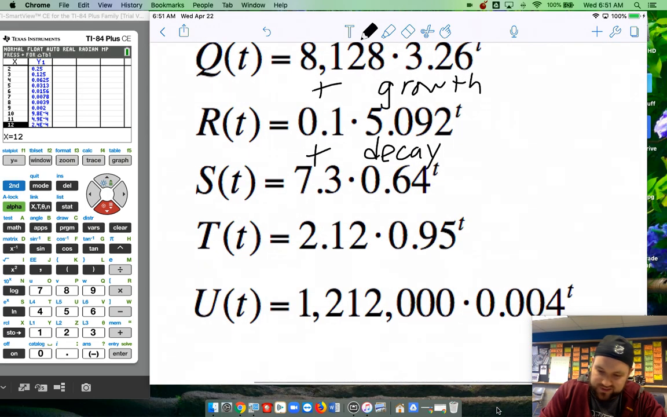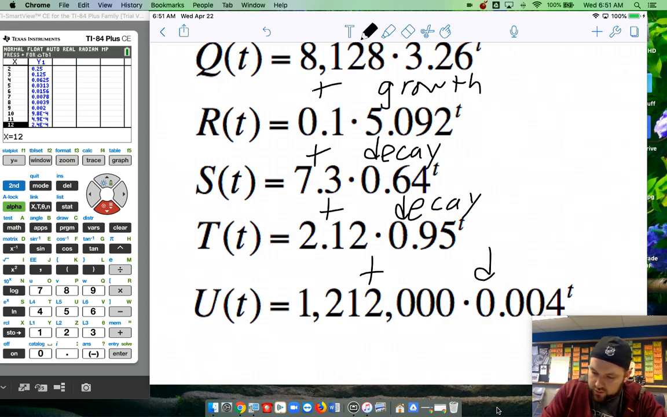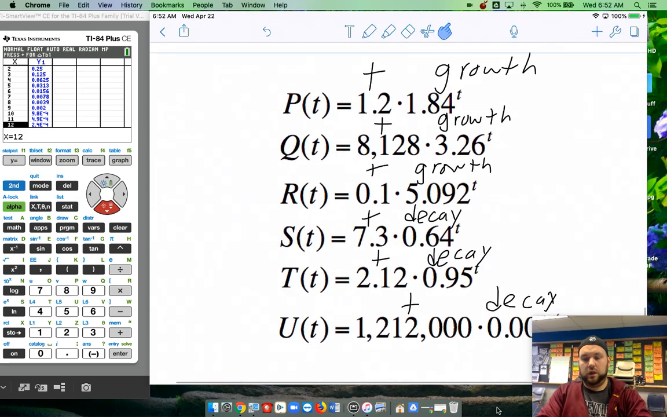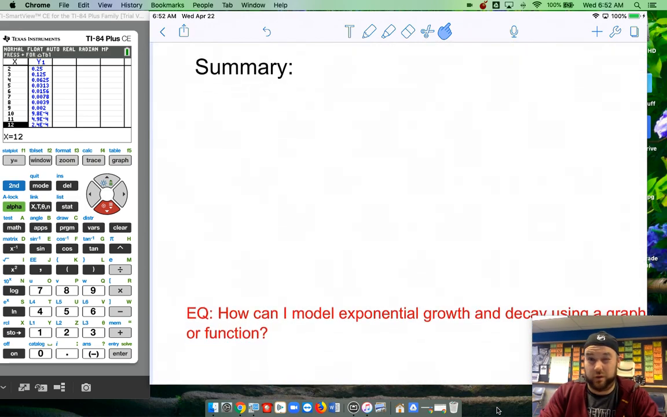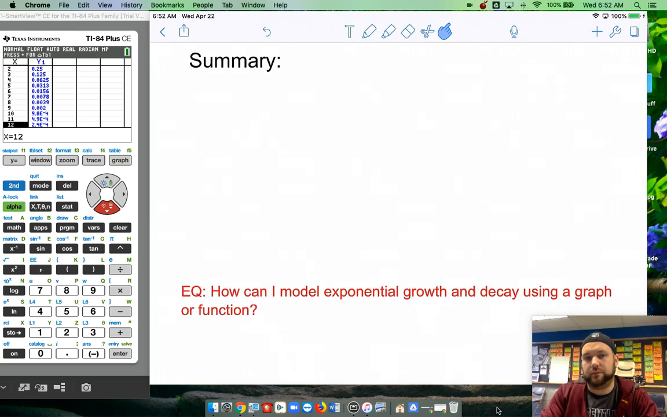I should have mixed in some negatives, but I didn't. This is positive 0.95. That's close to 1, but it is still less, so that's decay. And then 1,212,000, definitely positive, but 0.004 is not growth. That's much smaller than 1, so that's going to be decay. And honestly, the reason we don't see much negative growth and decay is because it's tough in a real-world situation to have negative growth. Most of the time, you're going to see positive either growth or decay.